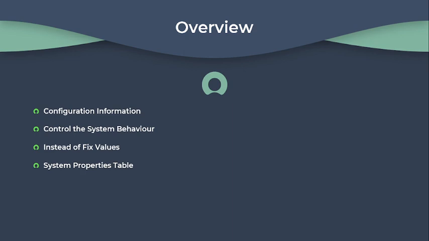System properties are used to store configuration information that rarely or never changes. We can add or update them to control the system behavior. It is best practice to use a system property instead of hard-coding fixed values. System properties store configuration information that rarely or never changes. They are maintained in the system properties sys_properties table in ServiceNow.